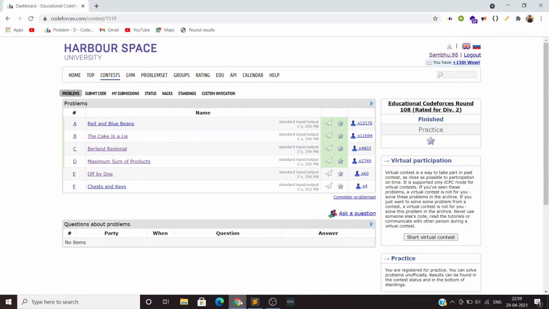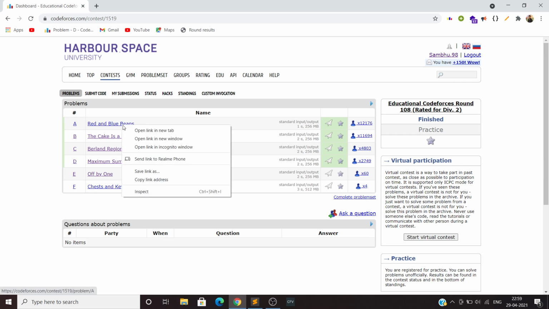So hey everybody, today I have participated in Educational Codeforces Round 108 and I was able to solve 4 of them. So today we'll be discussing the first four problems and the solutions. Let's begin with the first problem.